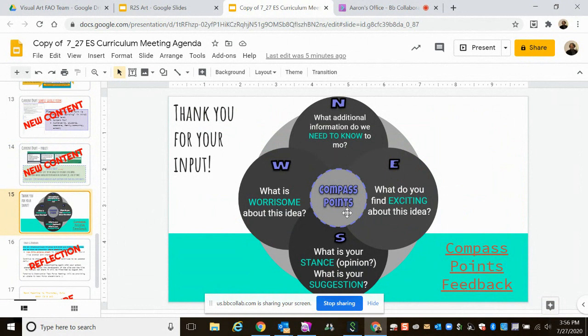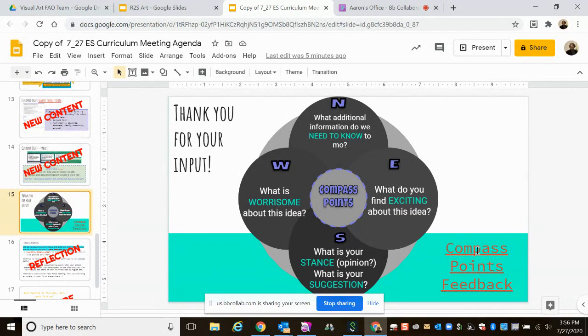So of the things that we just talked about, what you just learned about, what do you need to know? What do you find exciting? What is your current stance on this, or suggestion? Or what do you find worrisome? The exact way that you do the prompts for this type of reflection activity, there are lots of different options. This is just one of them.